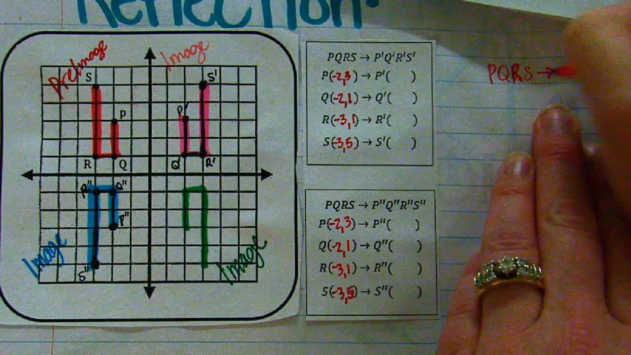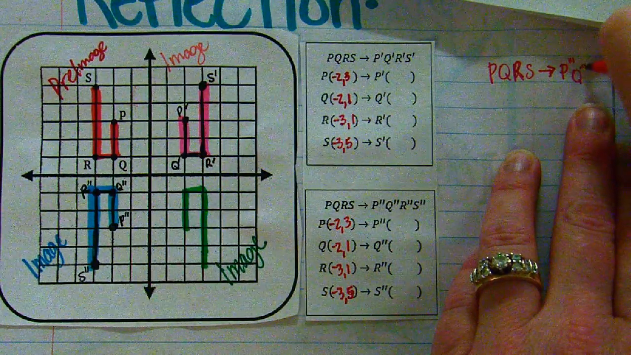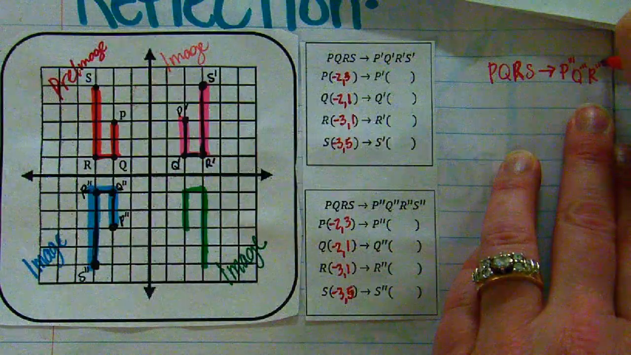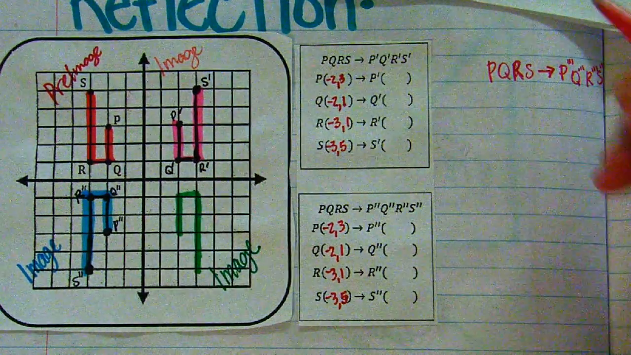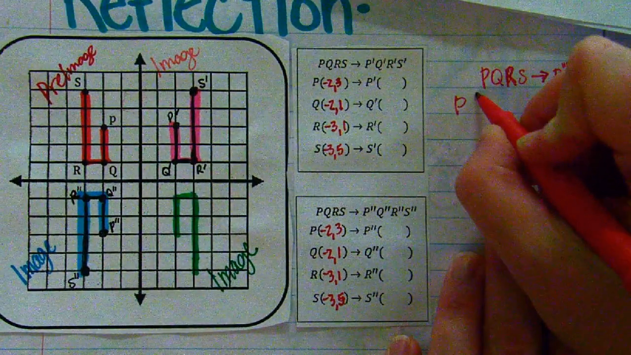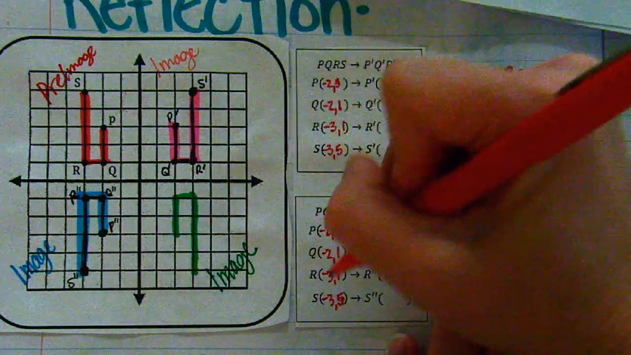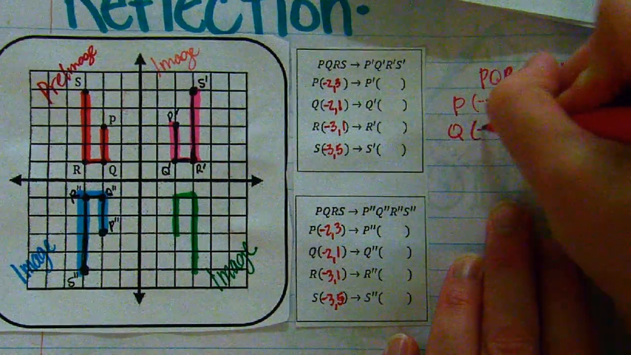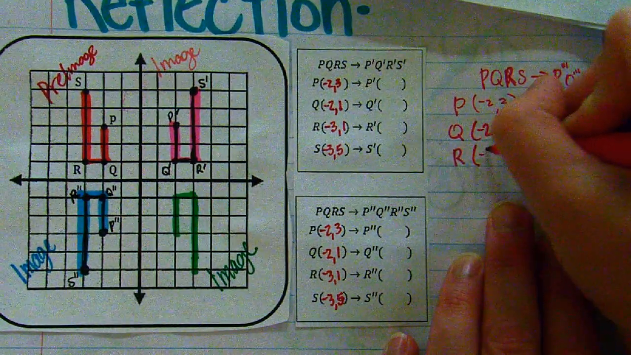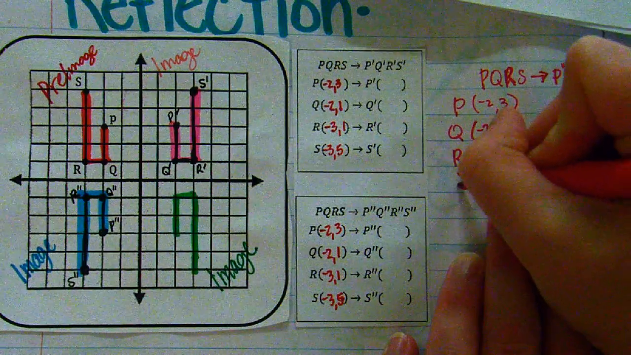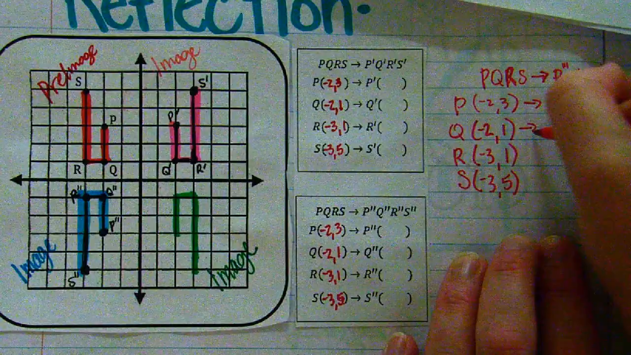And if we reflect it to P triple prime, Q triple prime, R triple prime, and S triple prime. So point P begins at -2, 3. Point Q, again, I'm just copying this from these tables over here. -2, 1. R starts off at -3, 1. S begins at -3 and 5. Then we're going to reflect that.